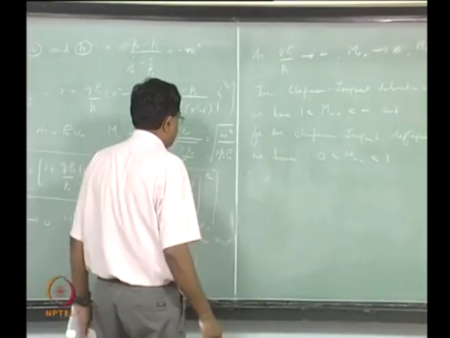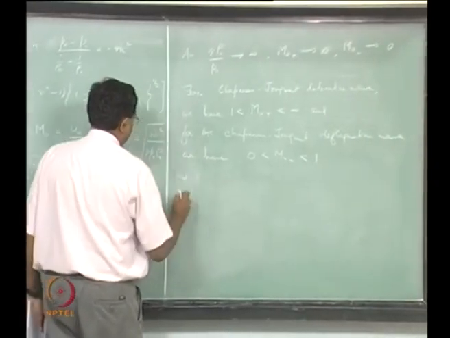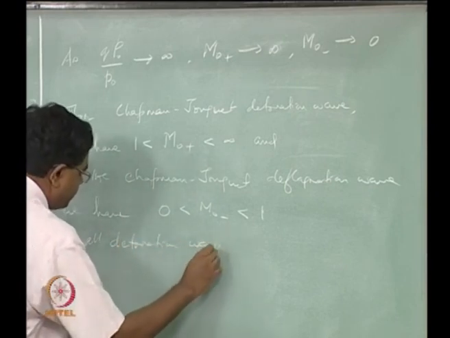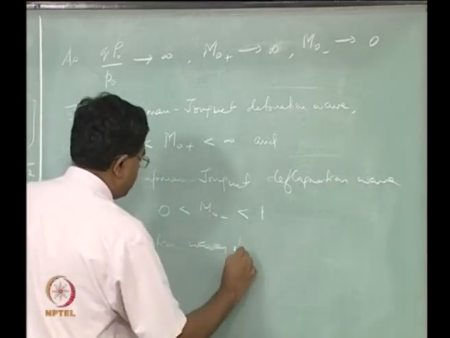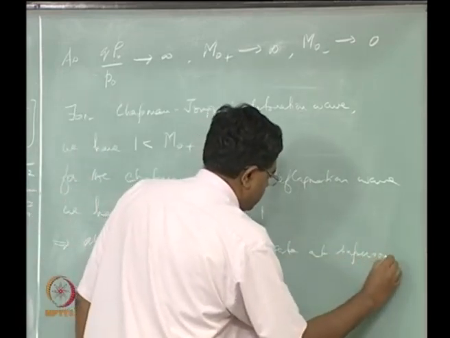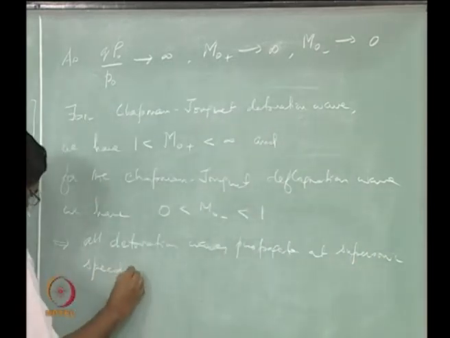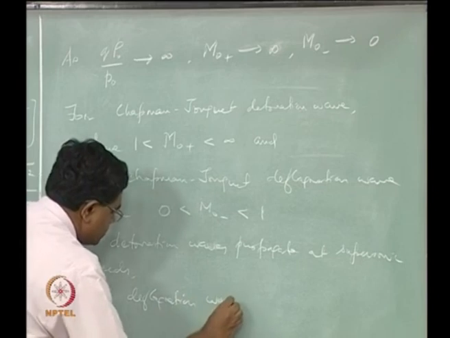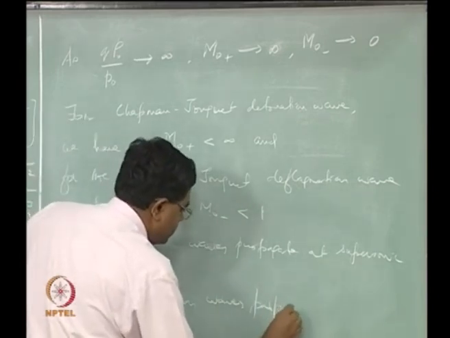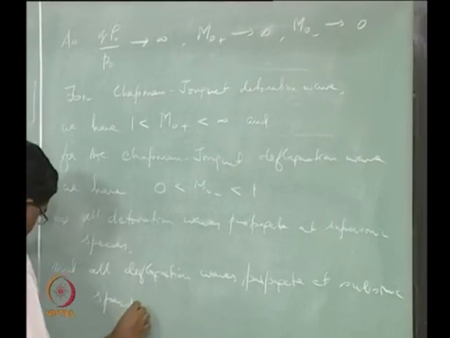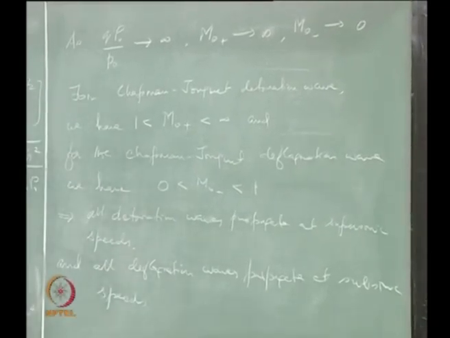So this implies that all detonation waves propagate at supersonic speeds, and all deflagration waves propagate at subsonic speeds. Right. So that's exactly what we were expecting or thinking will happen.